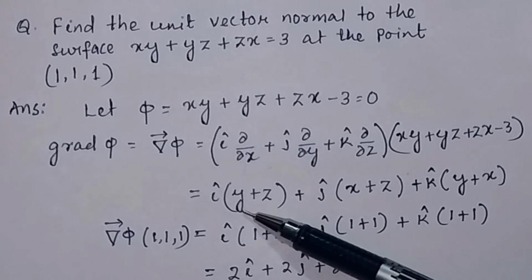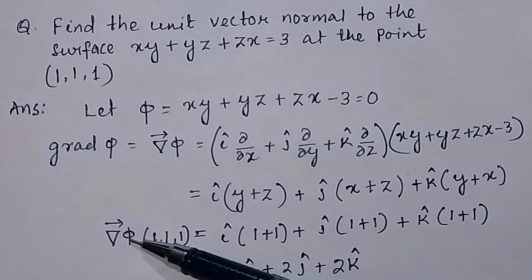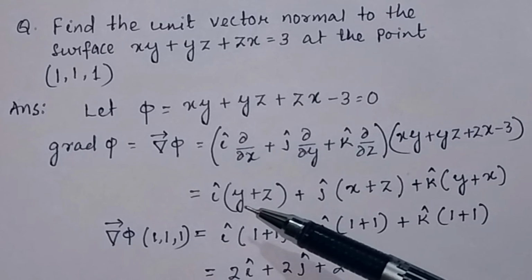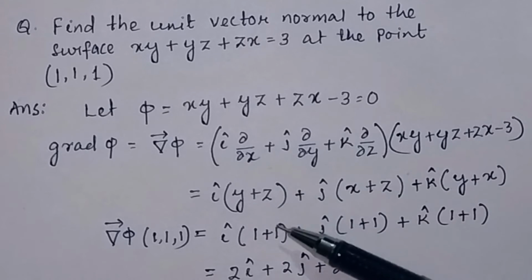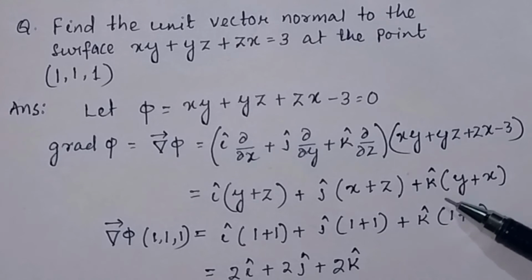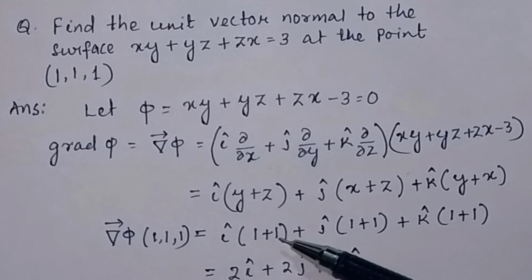And we have to find out the vector normal to the surface at the point (1, 1, 1). So the gradient of the scalar function at the point (1, 1, 1), that means x1, y1 and z1, so you substitute x, y, z equal to 1 respectively. If you put y equal to 1 and z equal to 1 here, x equal to 1, z equal to 1 here, y equal to 1, x equal to 1 here. So the normal vector will be equal to 2i cap, 1 plus 1 is 2, so 2i cap plus 2j cap plus 2k cap.